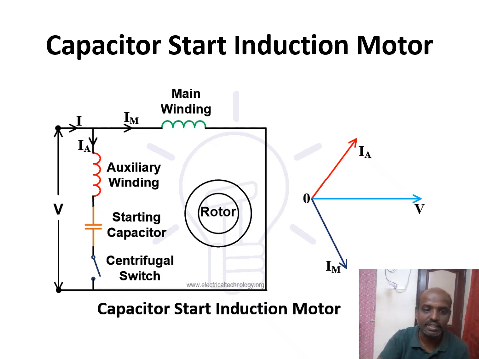As we have told, there is a series capacitor connected to the auxiliary winding. This capacitor is not permanently connected; it is not connected for continuous operation. When the speed reaches 75 to 80 percent, this auxiliary switch will open and it will cut off this auxiliary winding. As this phasor diagram indicates, the current flowing through the main winding is IM and the auxiliary winding is IA. Since we told that this auxiliary winding is highly inductive in nature, it lags the voltage by I.